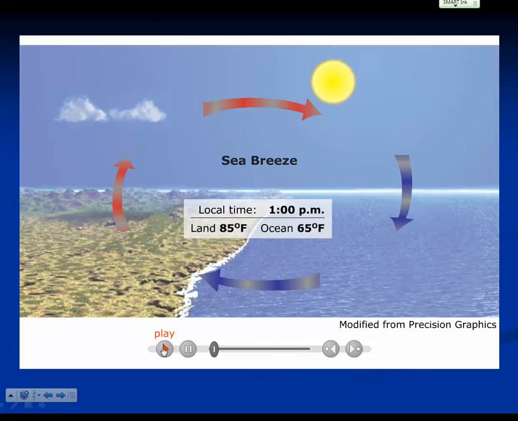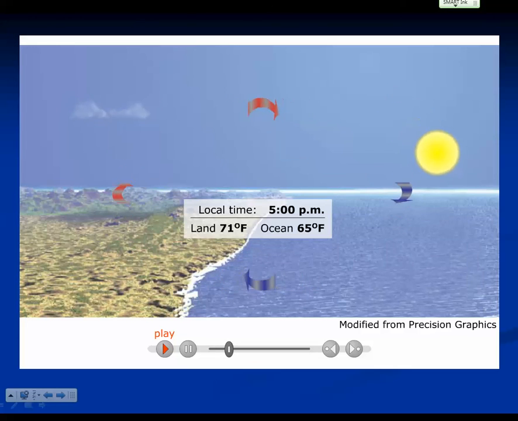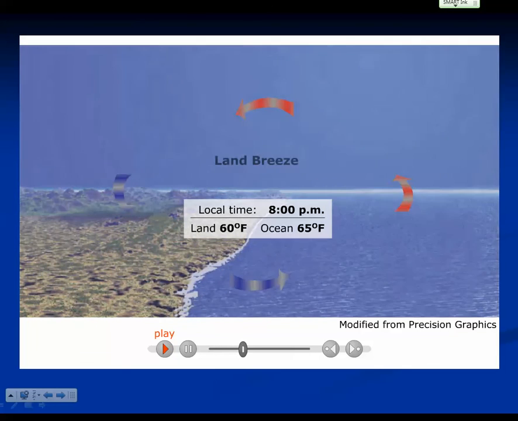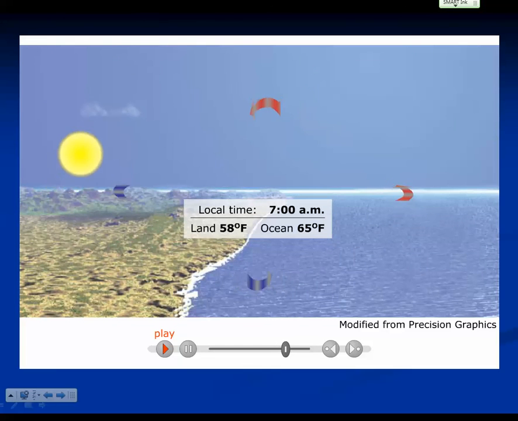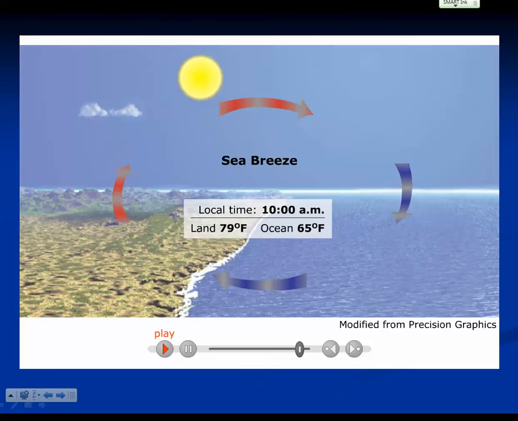You guys watch some of the numbers here. See, the land temperature is changing much faster. The ocean temperature is staying the same at 65. And then the sun comes back up and the land heats up again.